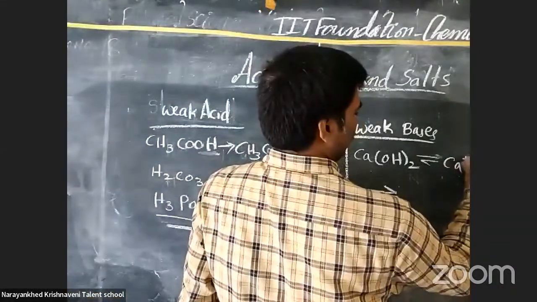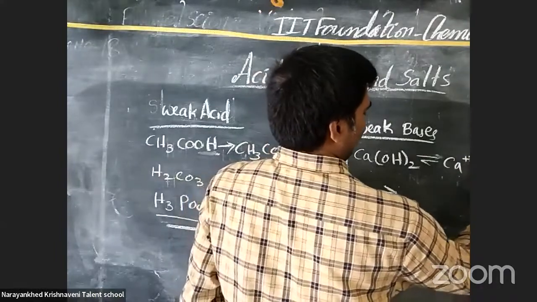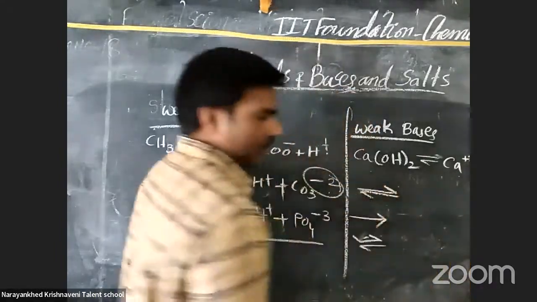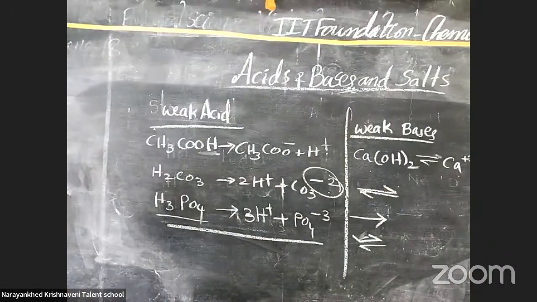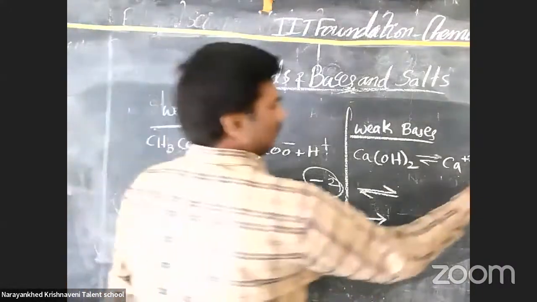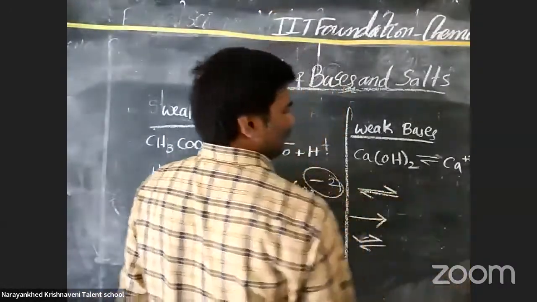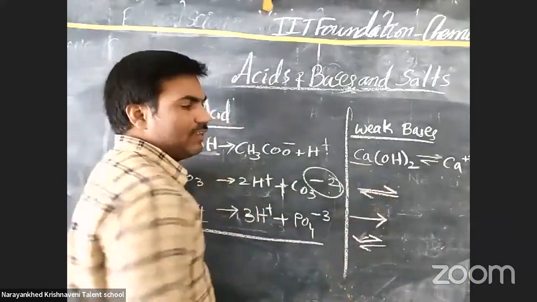Yes, calcium hydroxide also gives us Ca2+ and we take 2OH minus. Then we get this form. This is called a weak base.